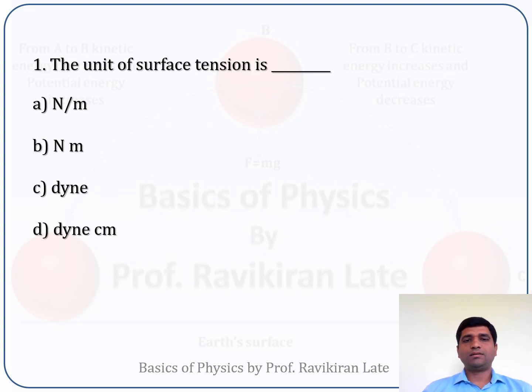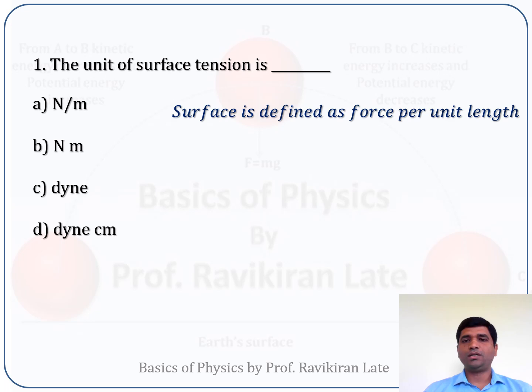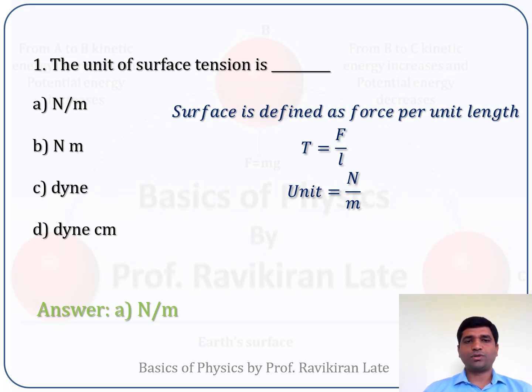Now we had seen that surface tension is a property of a liquid, and surface tension of a liquid is defined as the force per unit length. So the mathematical expression for surface tension is nothing but force upon length. We know that force in SI unit is measured in terms of Newton, and length is measured in terms of meter. So the correct answer for this question is option A, Newton per meter. Okay, now we'll move on with the next question.